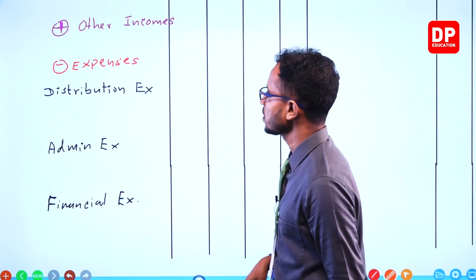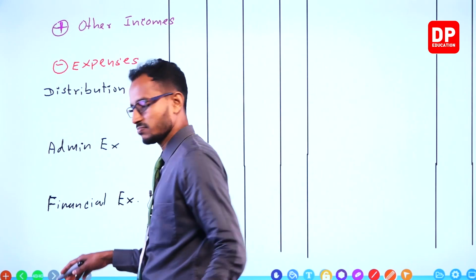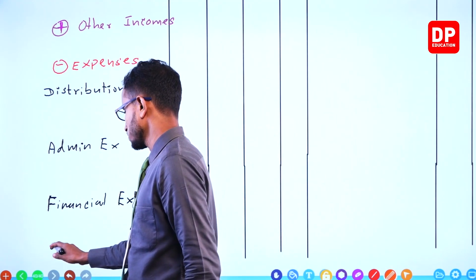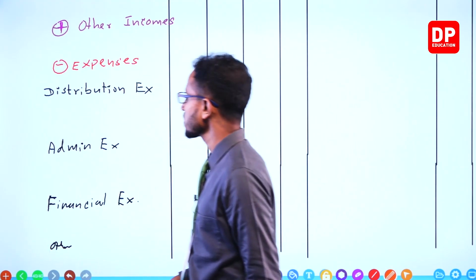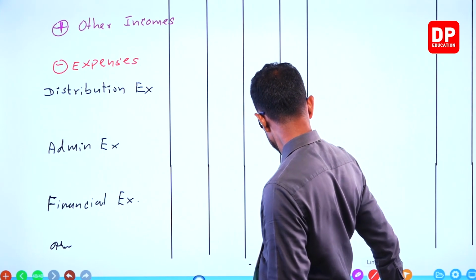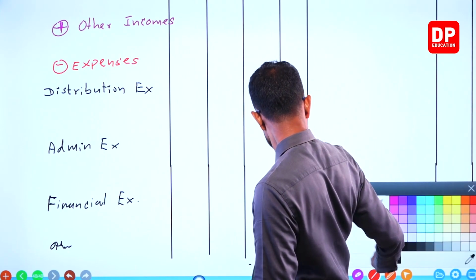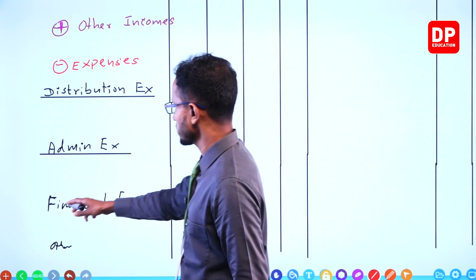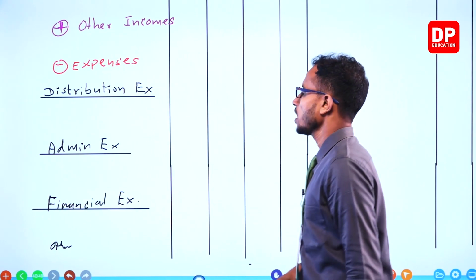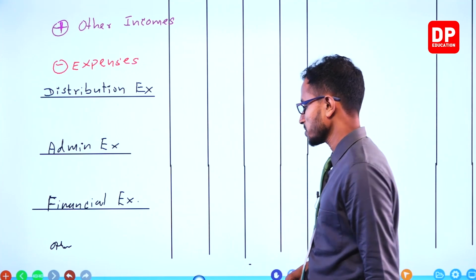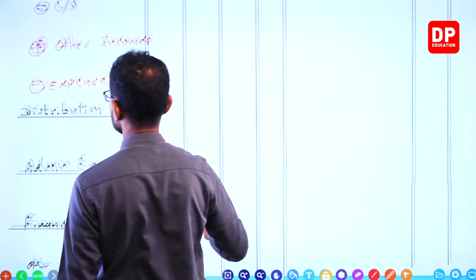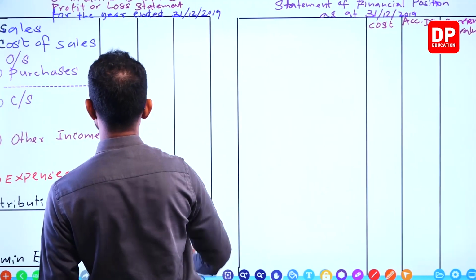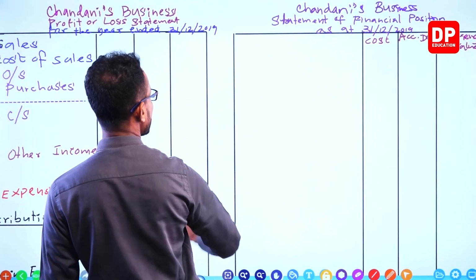Financial expenses. Finally, you get other expenses. Most of the time you don't get other expenses, but just write it in case you get other expenses. Got it? All these are headers, I mean, they are like topics, main items in the profit or loss statement. Now we are done with the profit or loss. We are going to the statement of financial position.